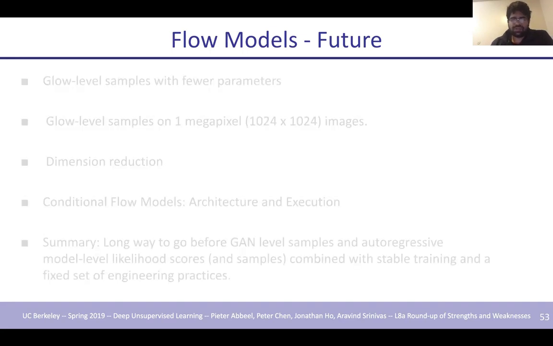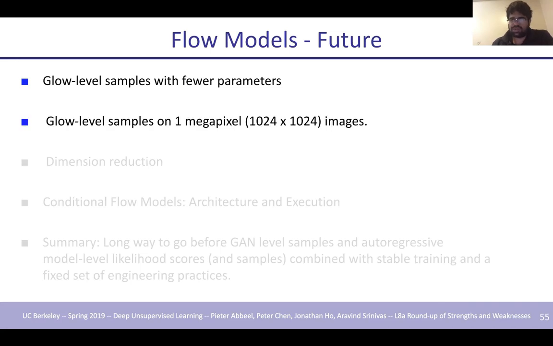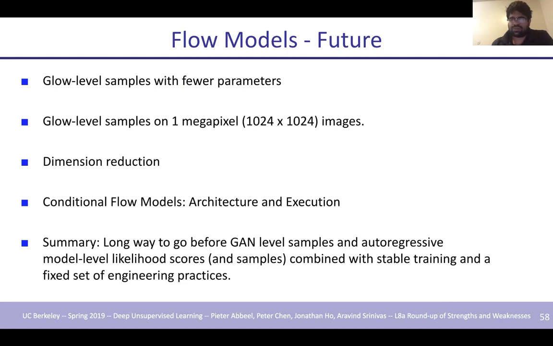So in terms of core achievements that you can aim for, you can aim for producing Glow-level samples with flow models that have way fewer parameters. Glow uses 500 million parameters for all the celebrity faces, and that's unlikely to scale well. And how do you make it work potentially for even larger images? How do you do dimensionality reduction with flows? And think about other flow models, like conditional flow models, and how do you actually close the gap in sample quality to GANs, and also close the likelihood scores gap to autoregressive models. Flow models provide the pathway to do both, and it's interesting to think about how to do all these things together.